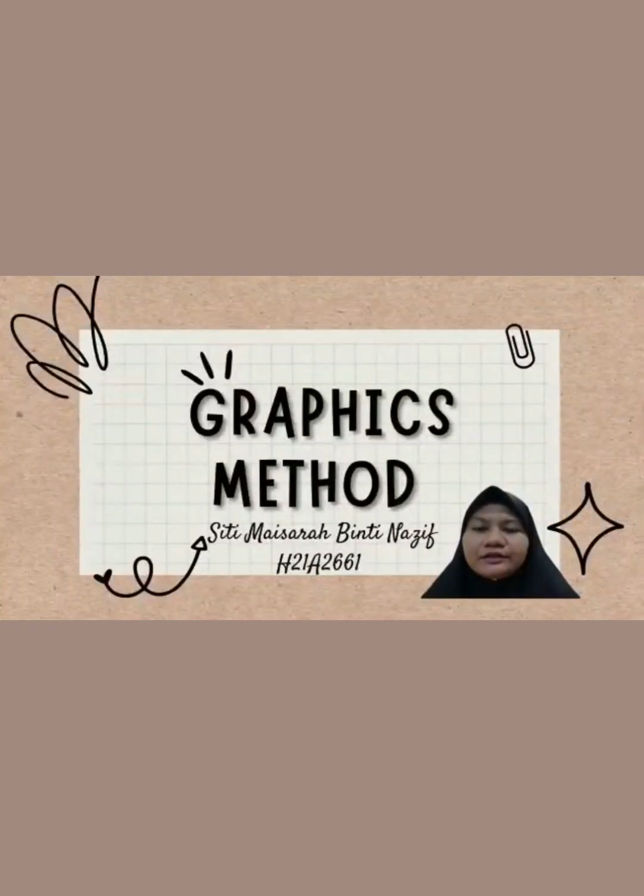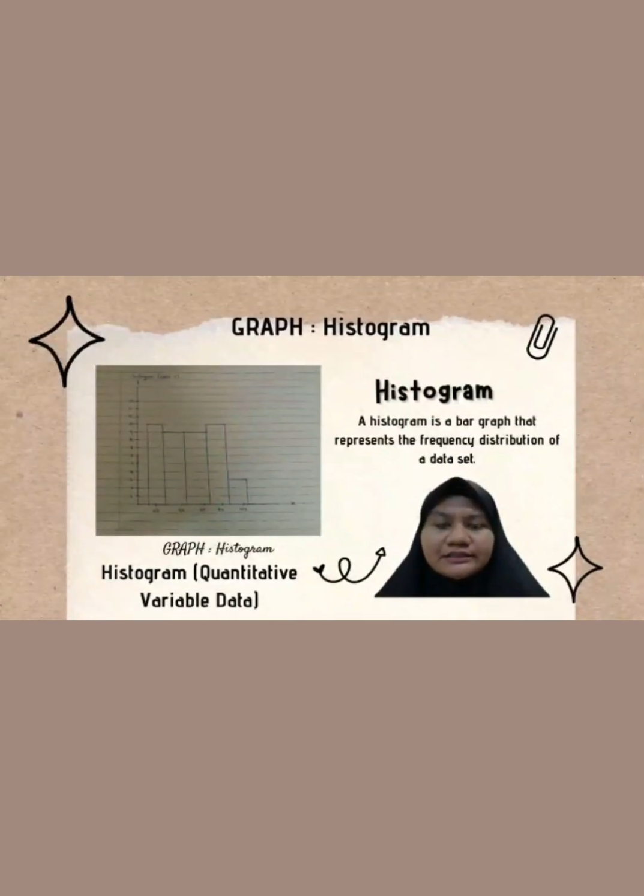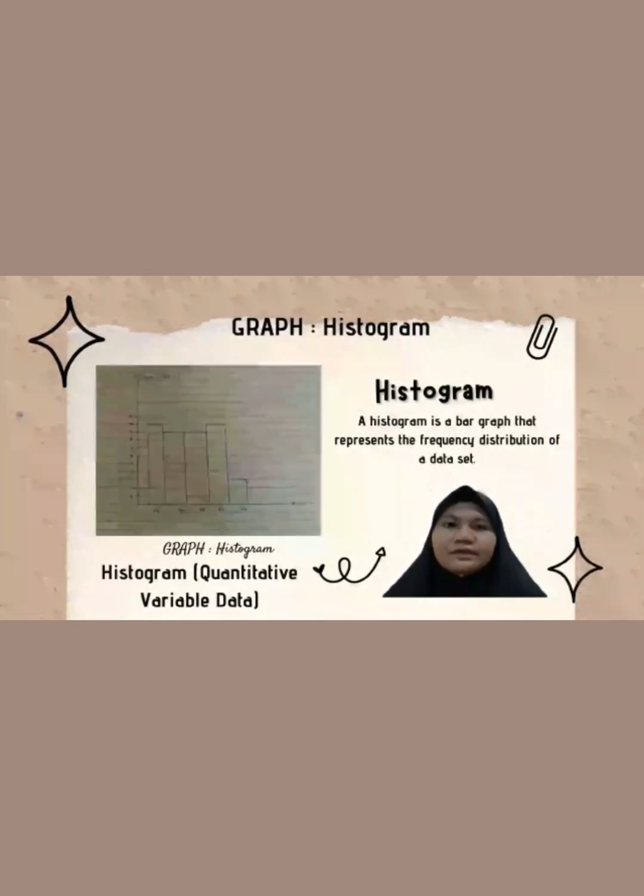Next, we are going to talk about graphic methods. We have two types of graphic method, which are the histogram and the ogive. A histogram is a bar graph that represents the frequency distribution of a data set. The horizontal scale is quantitative and measures the data value, either class midpoint or class boundary. The vertical scale measures the frequency of the class.